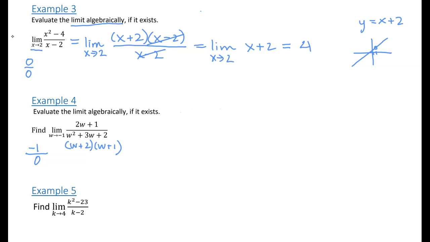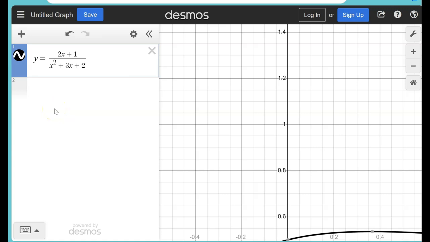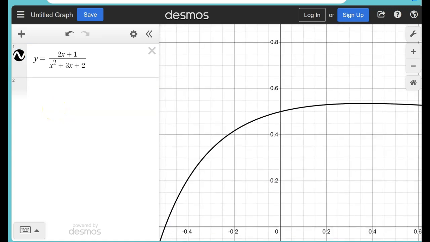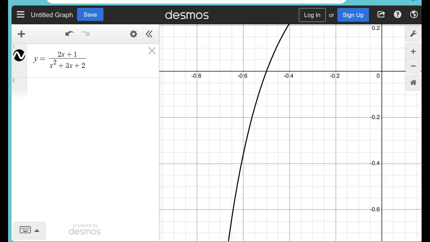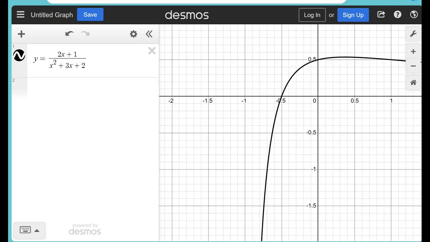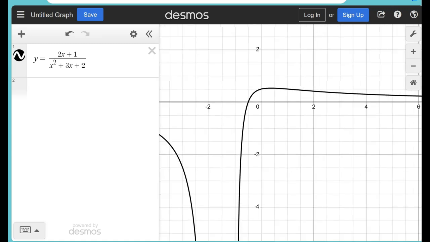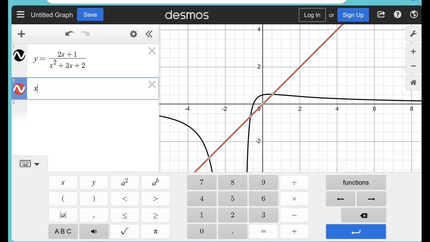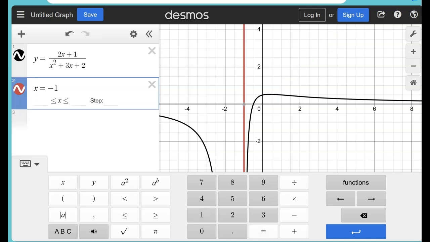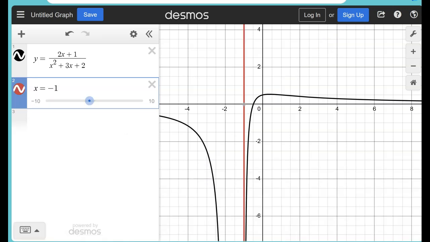Here, I need to plug in numbers really, really close to -1 to see if I'm getting plus or minus infinity, or I need to check a graph. And I've already got this one typed in. I don't have a very nice window, but I'll move it around a little bit. We were interested in what was happening when x was near -1. Okay, so there it is, our asymptotic behavior. And we can even, if you'd like to, type in x equals -1 so that we can see that asymptote.